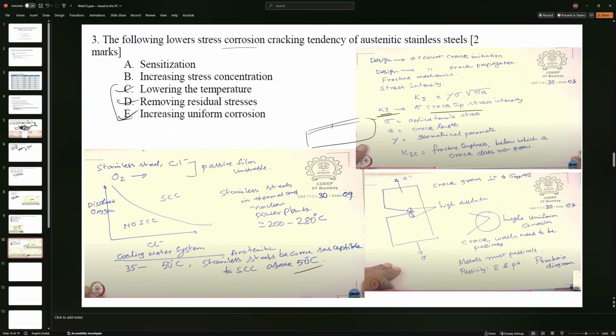Increasing stress concentration, that is the opposite. Increasing stress concentration increases SCC. Sensitization again will increase corrosion.